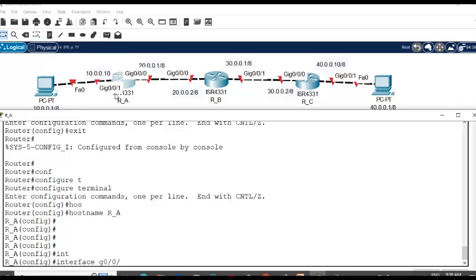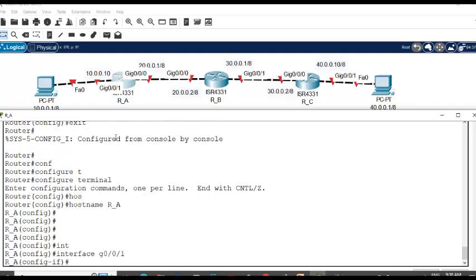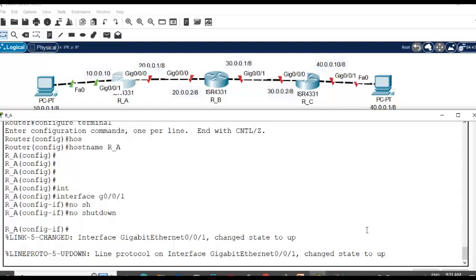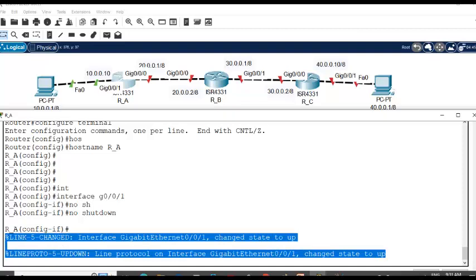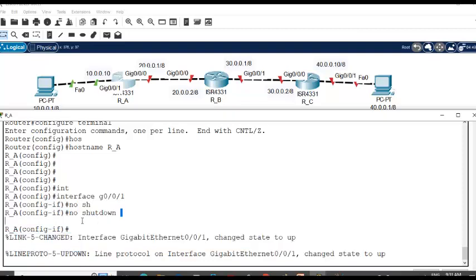By default, the software will keep the interface inactive. To activate it, you have to say no shutdown. See, the router is running, but the interfaces are not active by default. Why? For security. So someone has to log in and say no shutdown. Only then will the protocols go through the port. Till that time the protocol will be in a down state.